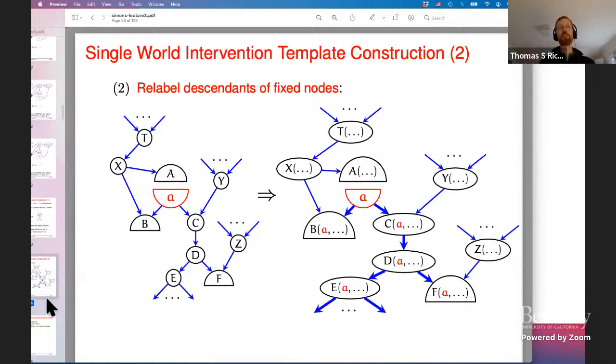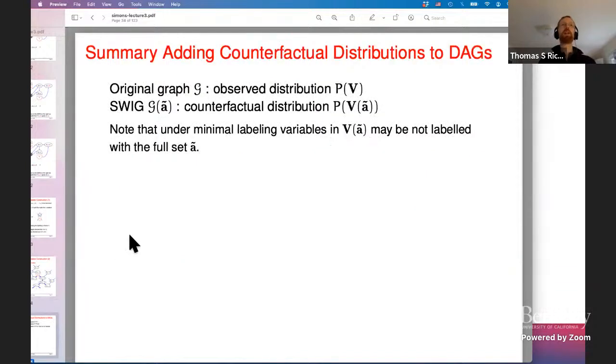It's also intuitive. It's telling you that these are the variables that you can think might be affected by setting A to a specific value. Okay, so here's a summary of how we can cross the bridge from DAGs to counterfactual distributions. We start off with a graph G and an observed distribution P of V. We form the new SWIG in the way that was described, by node splitting and then labeling. That gives us a counterfactual distribution P of V of A.